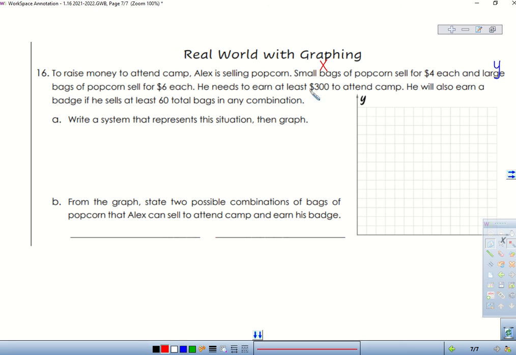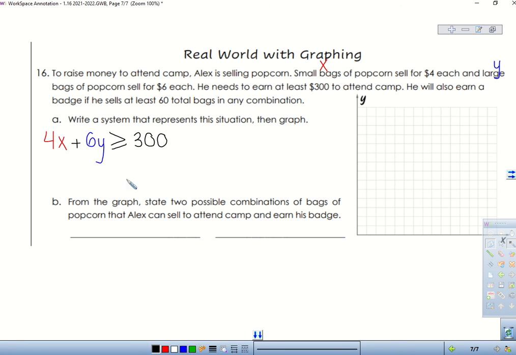So the amount of money he makes on selling small bags is going to be based on the price of a small bag, which is $4, times the amount of small bags he sells, plus the amount of money a large bag costs times the number of large bags. And that amount needs to be something to $300. What's the inequality that's going to go here? Good, greater than or equal to, because you're going to need to make more than or equal to $300.